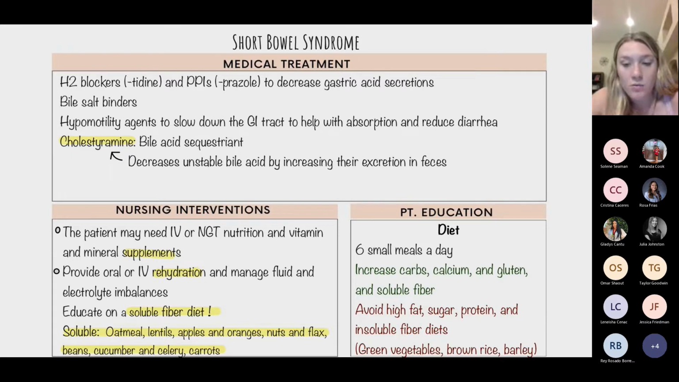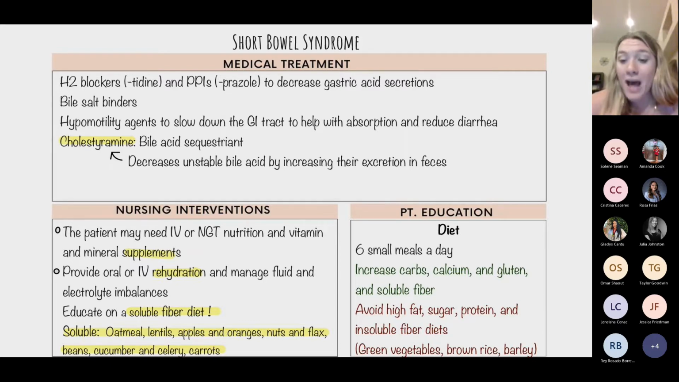Well, if my intestines aren't really working as well as they should, and I have a malabsorption issue, I need to figure out an alternative way to excrete some of that bile acid. So cholestyramine is a big one for these patients. Depending on how bad their exacerbation is, they might need some IV or NGT nutrition and supplements, etc. But for these patients, we want to make sure that they are eating a soluble fiber diet.